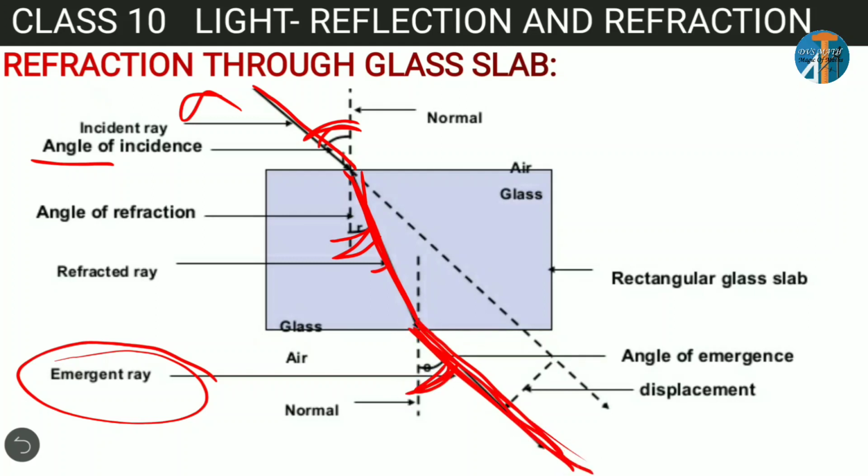So it is moving. This we are calling the emergent ray. This we are calling the angle of emergence. Angle of emergence. Okay, so: angle of incidence, angle of refraction, refracted ray, emergent ray. This is about refraction through a glass slab.